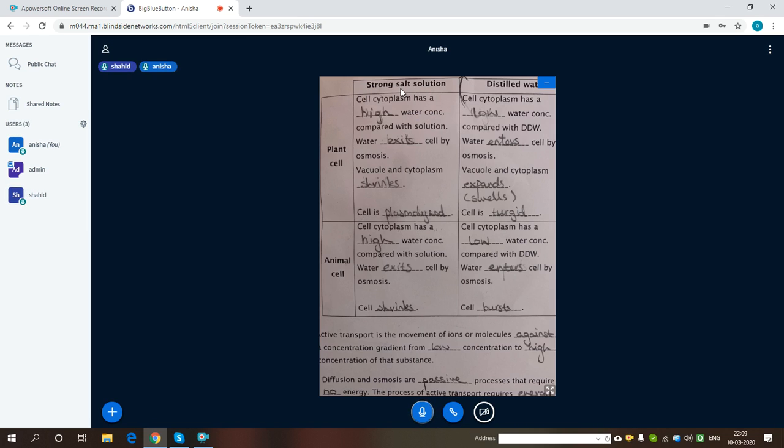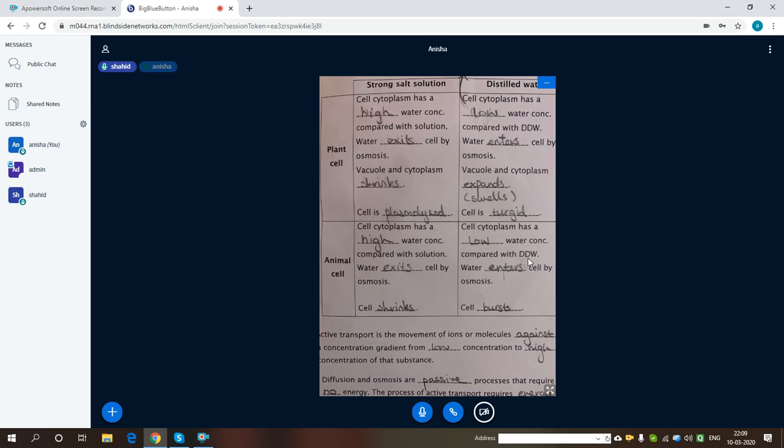Okay, so because it's not that much water, but then wouldn't you say, would you be writing down then, cell cytoplasm has a high water concentration compared with solution? Okay, so that makes sense.